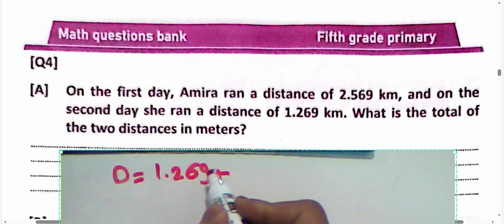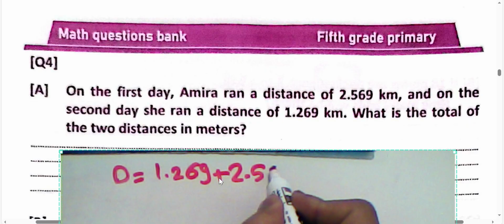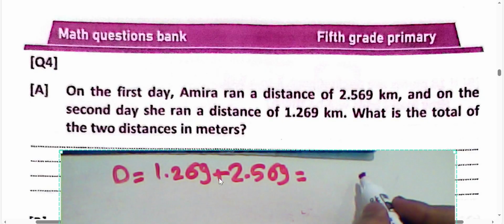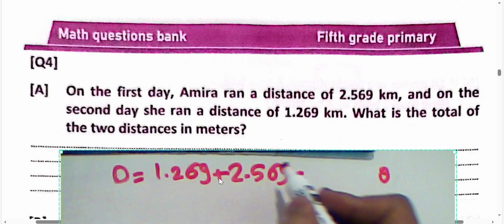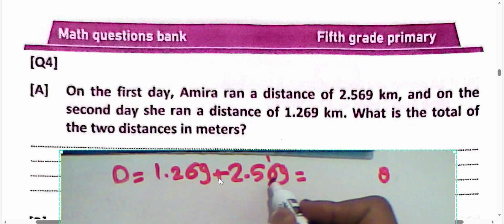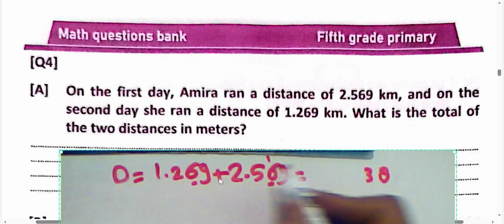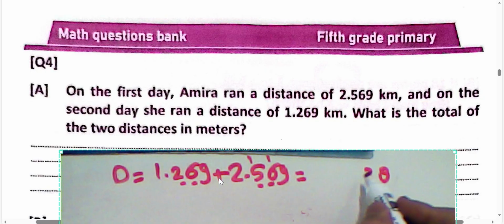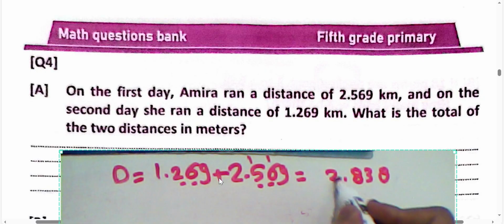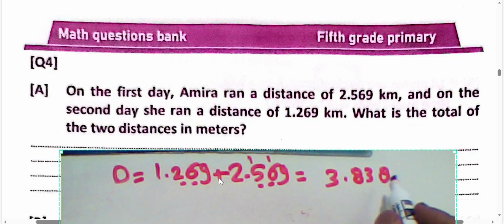1.269 plus 2.569. 9 plus 9 equal 18. 8 and the carry of 1. 6 plus 1 is 7. 7 plus 6 is 13. 3 and the carry of 1. 5 plus 1 is 6. 6 plus 2 equals 8. 2 plus 1 equals 3. 3.838 kilometers. You can convert from kilometers to meters by multiplying by 1000.